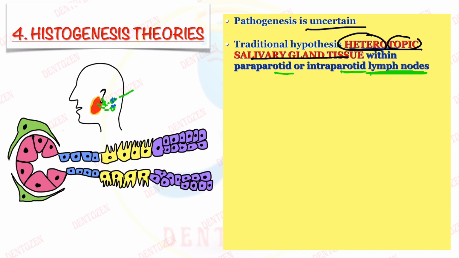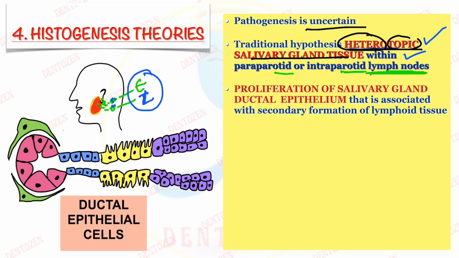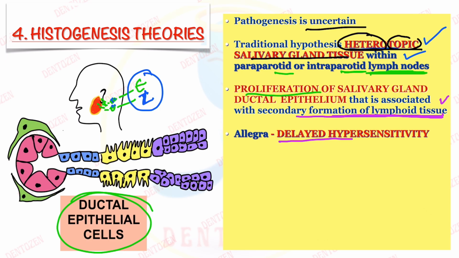That is, we can see both the epithelial component from the salivary gland tissue and the lymphoid component because of the lymph nodes. So this will give rise to Warthin's tumor. So that is the heterotopic salivary gland tissue theory. Another concept is that first there is proliferation of the ductal epithelial cells of the salivary gland, and secondary to that there will be associated formation of the lymphoid tissue. Another theory says that it is a kind of delayed hypersensitivity, so there can be a hypersensitivity to the changes happening in the salivary glands.